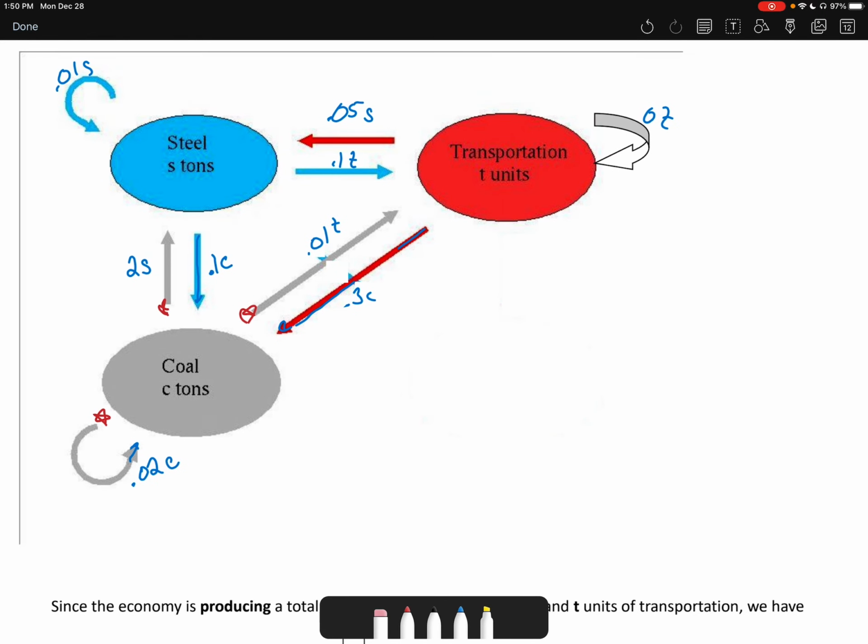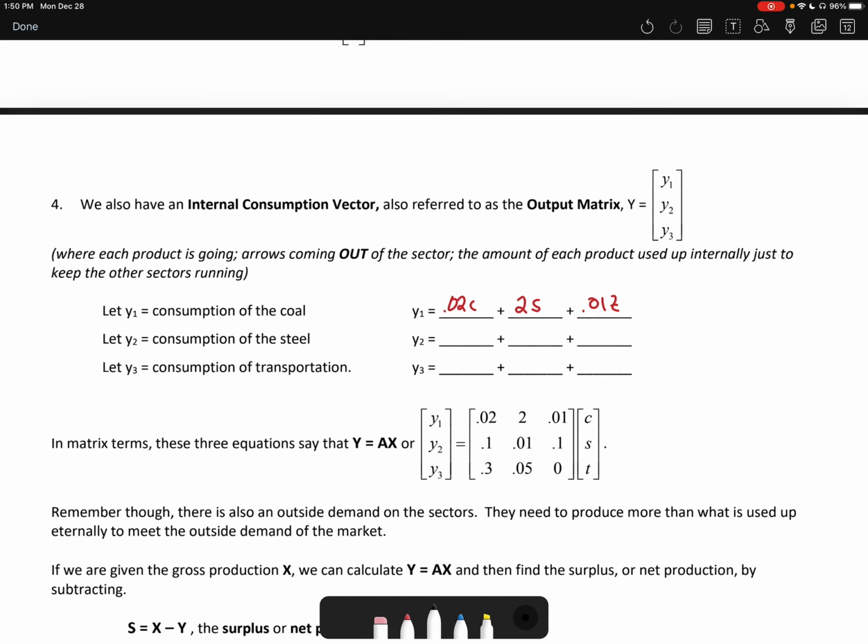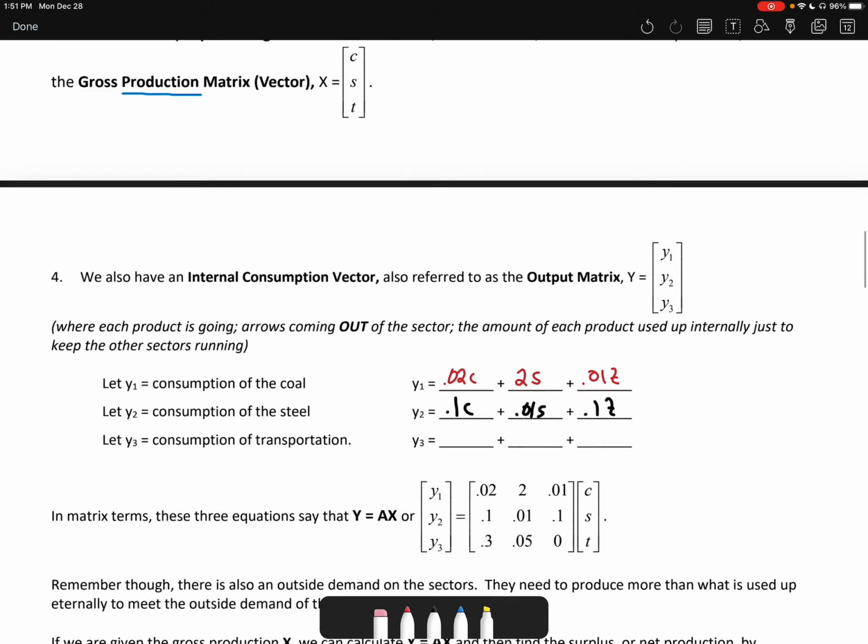What's the output of steel? What's coming out of steel? I'll try to do a different color. Out of steel, we've got 0.1 coal, we have 0.01 S, and we have 0.1 T. So as I go back down, my output for steel is 0.1 coal, 0.01 S, and 0.1 T.